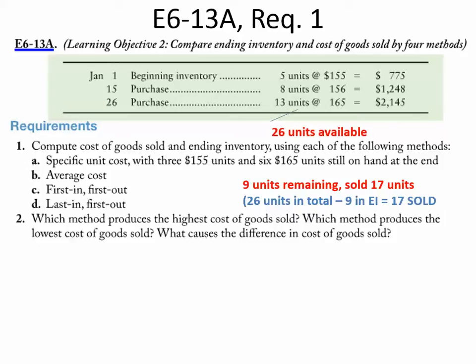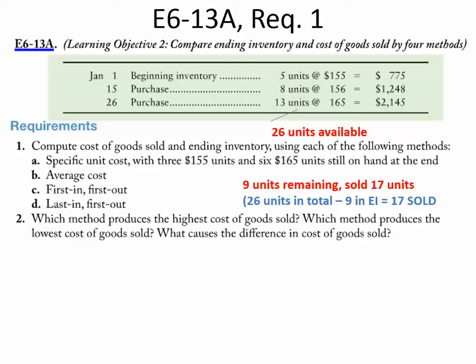Okay, those numbers right there, the 9 and the 17, I'm not going to go through again as we go further. So I'm just going to talk about the 9 and the 17. We're going to use the 9 and the 17 in 1A, 1B, 1C, and 1D. So that 9 and 17, how we get them doesn't change. Okay, so again, I took the beginning inventory of 5 units plus purchase 8 units plus purchase 13 more. I have a total of 26 units. If I have 9 left, that means I had to have sold 17. Okay, so that's some basic housekeeping.